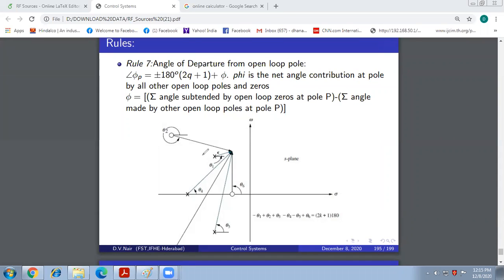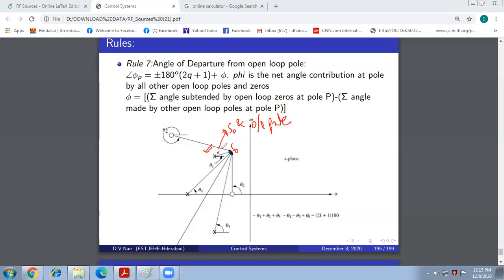Here we are talking about the complex pole, shown by a cross here. Now we have a point S naught, the point of interest, in close proximity to the open loop pole. Epsilon signifies that the distance between S naught and the open loop pole is very small, in the limit epsilon tending to 0.